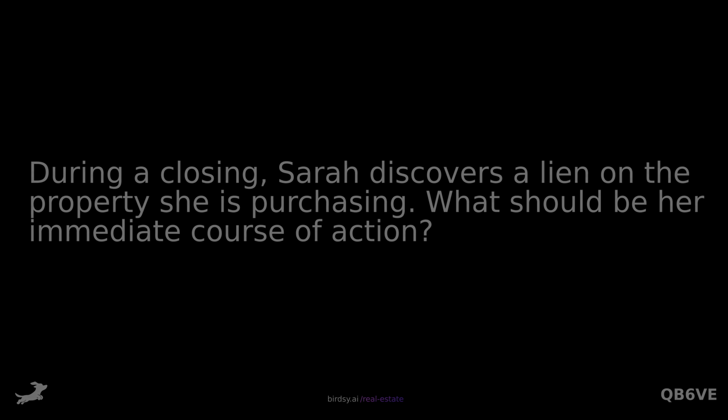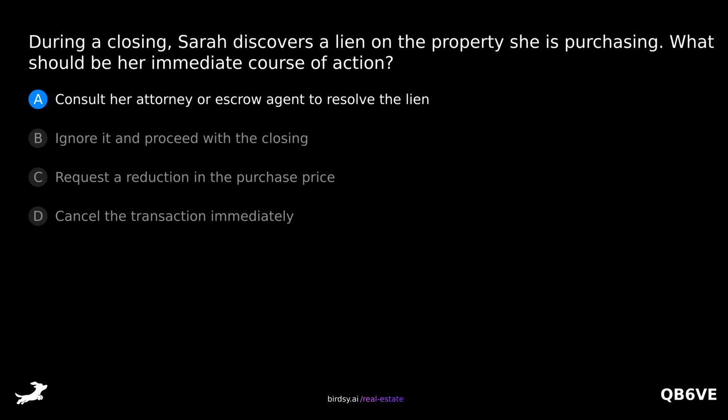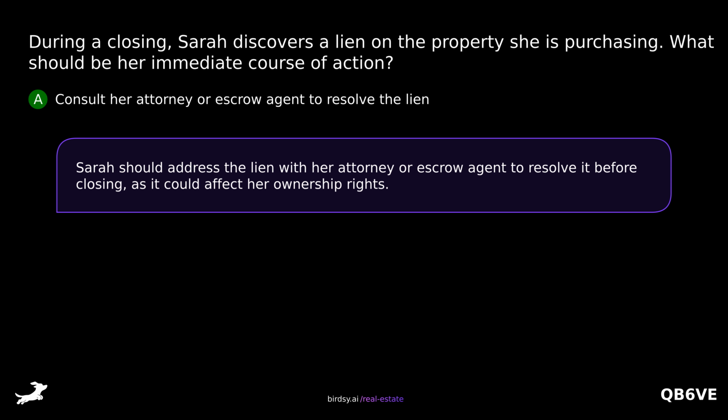the seller. During a closing, Sarah discovers a lien on the property she is purchasing. What should be her immediate course of action? Is it A. consult her attorney or escrow agent to resolve the lien, B. ignore it and proceed with the closing, C. request a reduction in the purchase price, or D. cancel the transaction immediately? The answer is A. Consult her attorney or escrow agent to resolve the lien. Sarah should address the lien with her attorney or escrow agent to resolve it before closing, as it could affect her ownership rights.